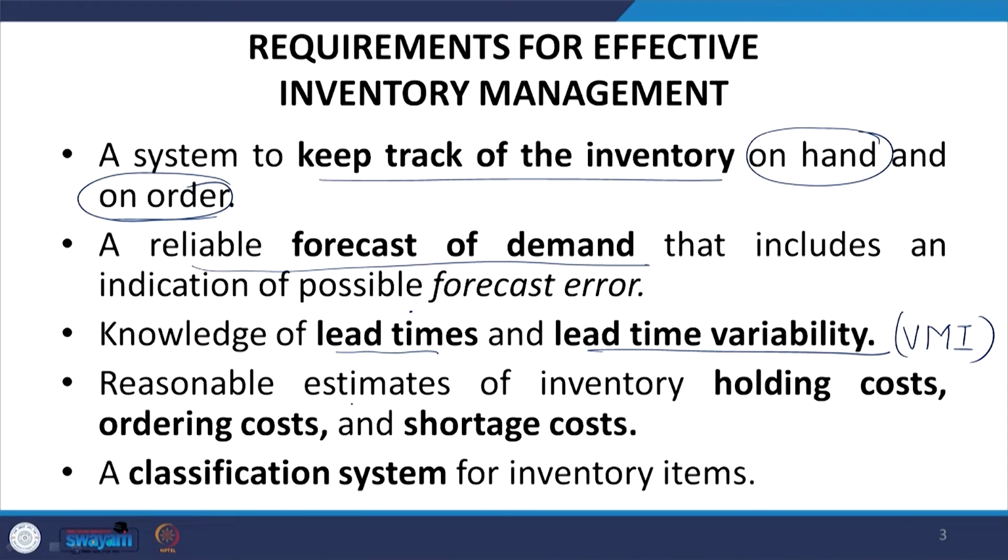Then another important requirement is reasonable estimates of inventory holding cost, ordering cost, shortage cost, excess cost, etc. These different types of cost parameters are affecting us, and we have also discussed that sometimes we have to make a balance between holding cost and ordering cost, and sometimes between shortage cost and excess cost. If you know these parameters, then only can you make a balance between these different types of cost parameters. So, you need to have reasonable estimates of them.